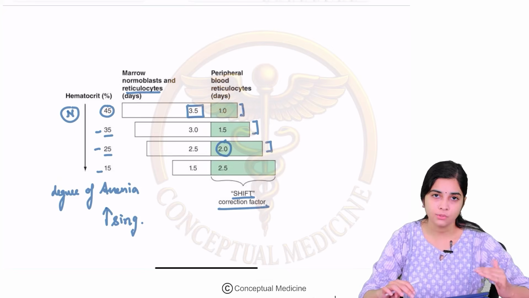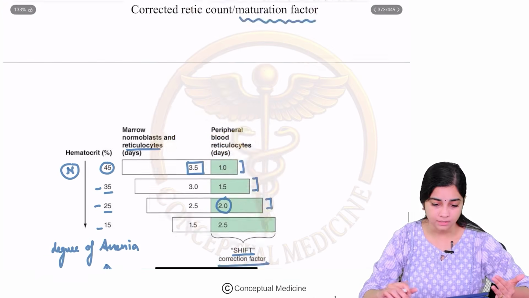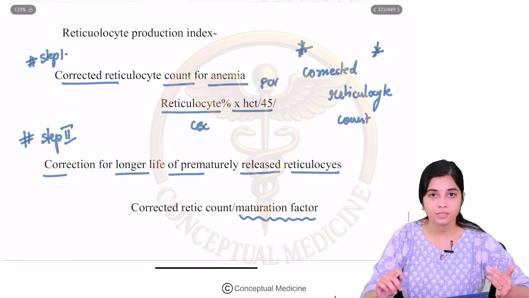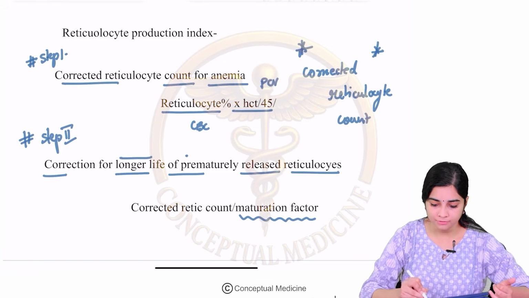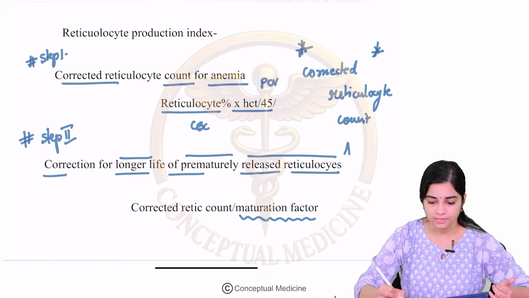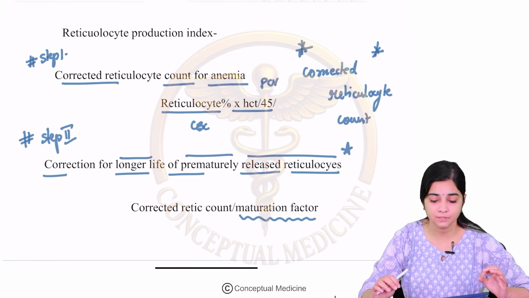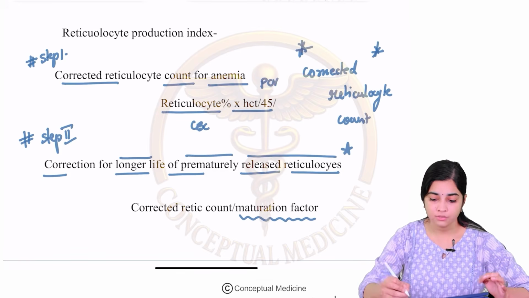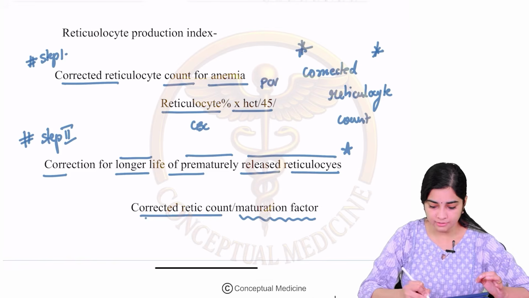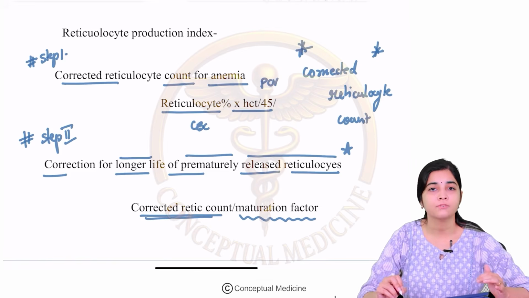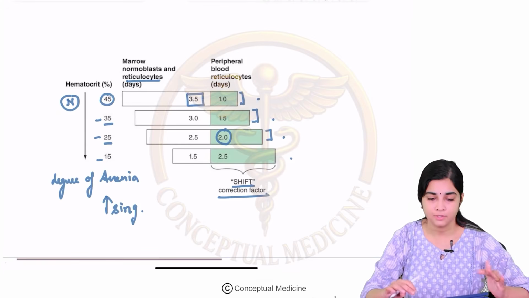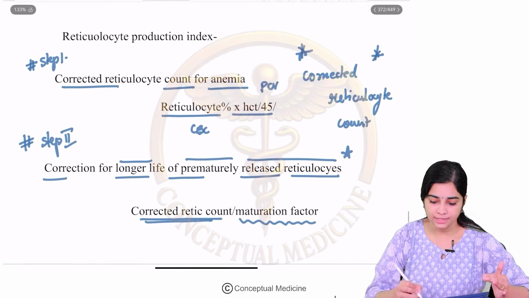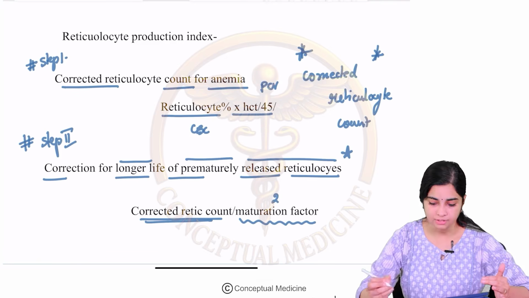Alright, so let us just go back to the previous slide and understand what I'm saying. So the second step when you are calculating the reticulocyte production index is the correction for the longer life of the prematurely released reticulocytes. Okay, so now you are able to understand the meaning of this sentence. So how will you do that? You do that by dividing the corrected reticulocyte count by the maturation factor. If you are not able to remember whether this is 1 or 1.5 or 2.5, just remember the value 2, which is usually taken as the average, and you divide the corrected reticulocyte count by the maturation factor, which is 2.